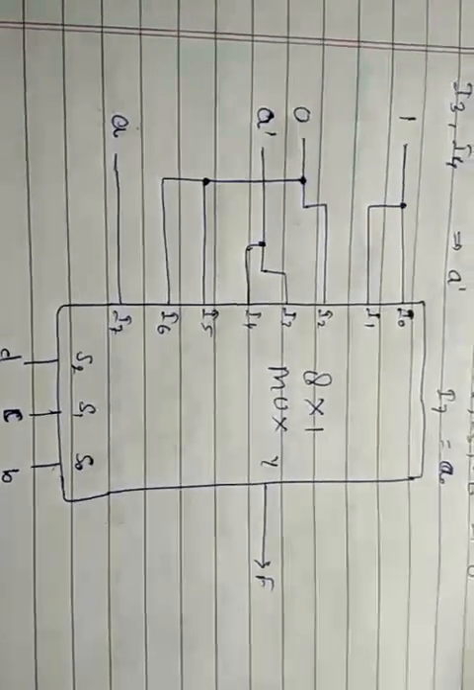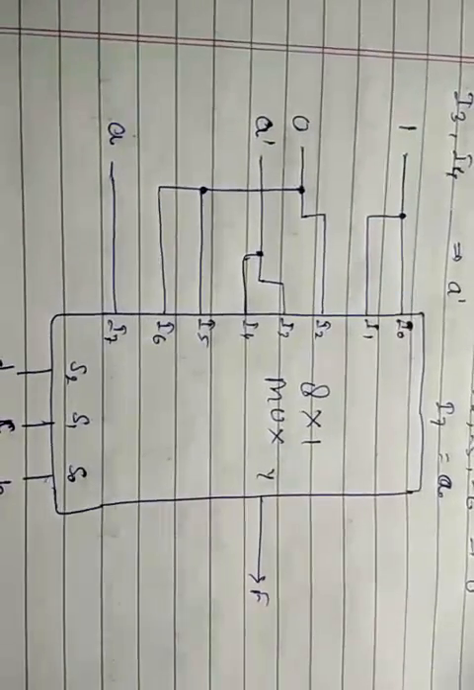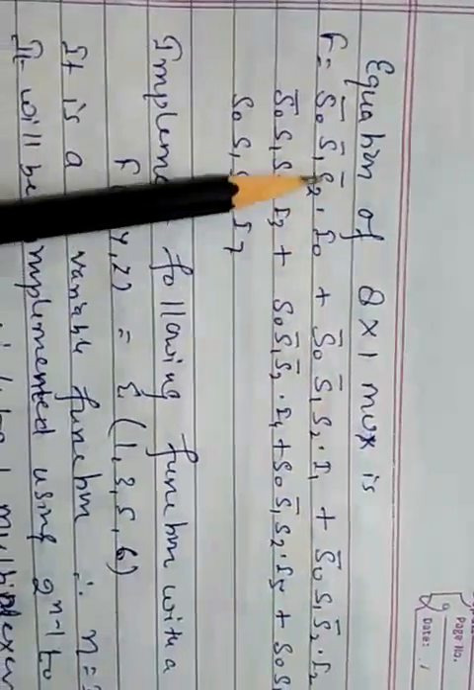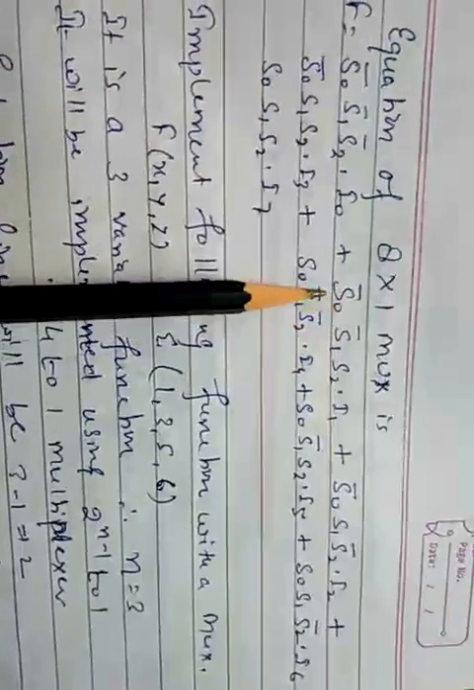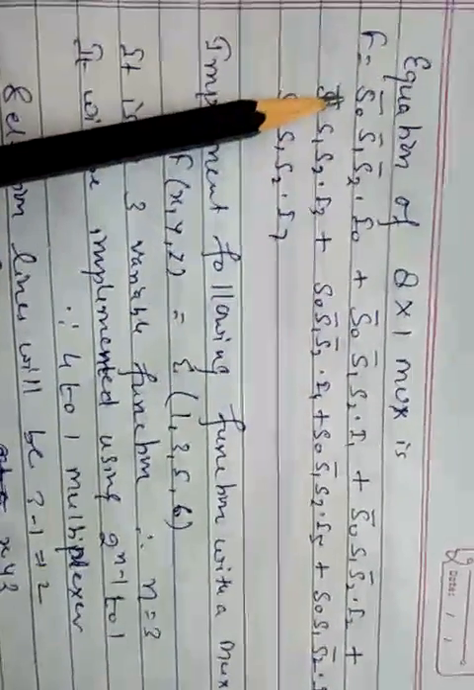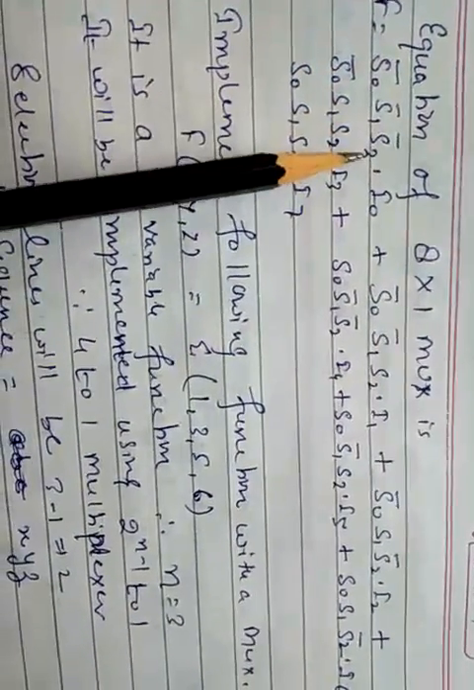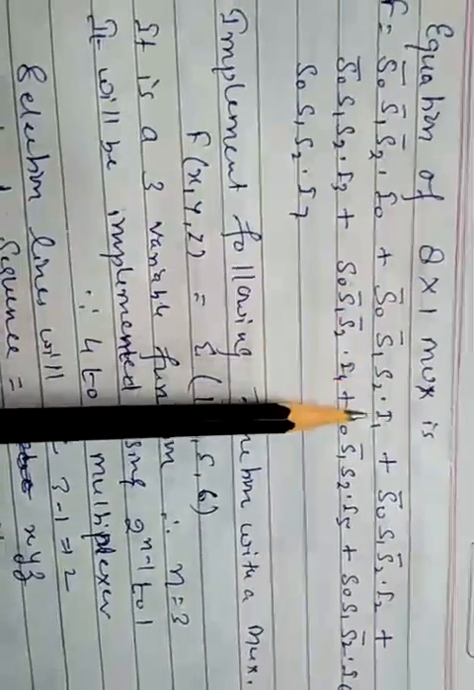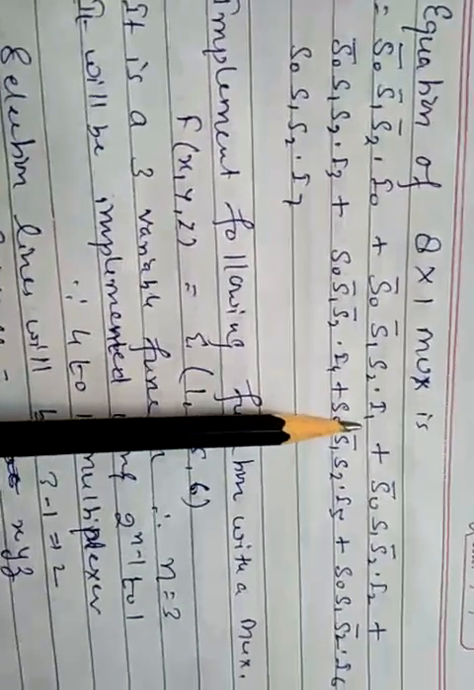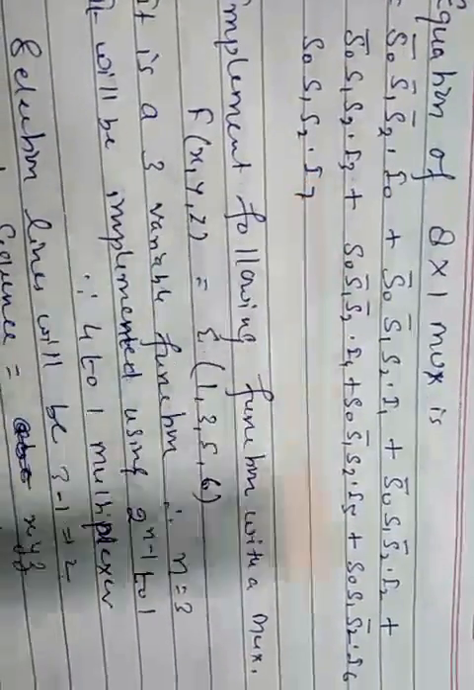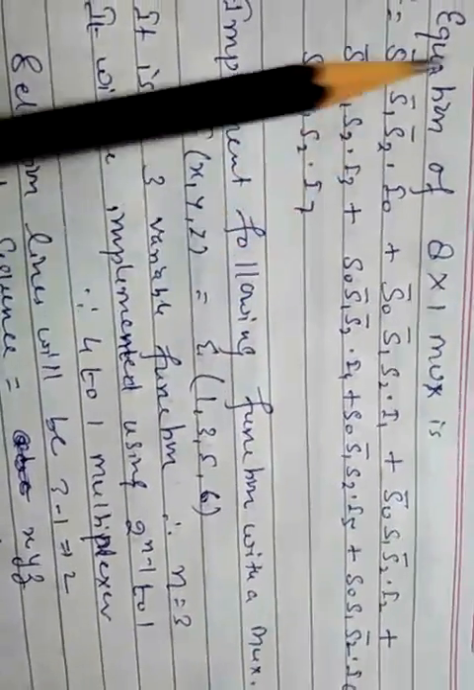Now the final expression of this multiplexer will be, the equation of the 8 into 1 multiplexer, and this will be the same for all 8 into 1 multiplexers. So we write here S0, S1 and S2 and multiply this with I0. The next selection combination will be multiplied by I1, and the next selection combination will be multiplied by I2, and similarly we will write till I7.